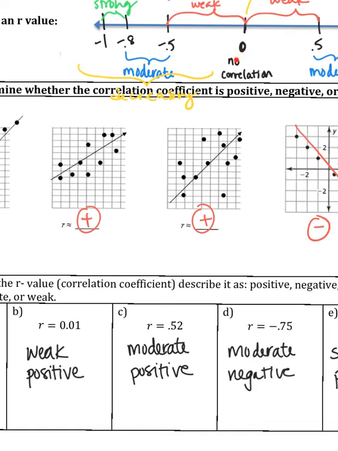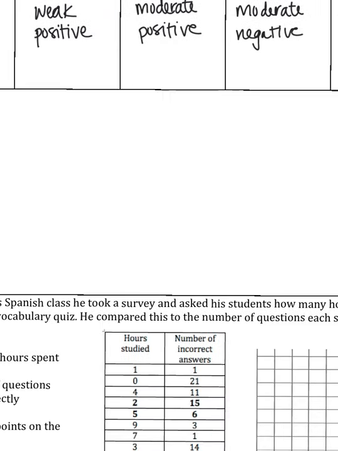0 meaning no correlation at all. -1 is a perfect negative fit, all points directly in a line. +1 meaning a perfect positive fit, all points are directly in a straight line. Okay? Let's move to example 3.